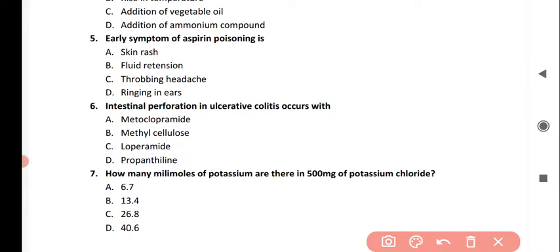The next question is, intestinal perforation in ulcerative colitis occurs with. First we will understand what is intestinal perforation in ulcerative colitis. It is a serious or maybe potentially fatal complication of inflammatory bowel disease. It can be observed by the use of. So option C is correct for this question.